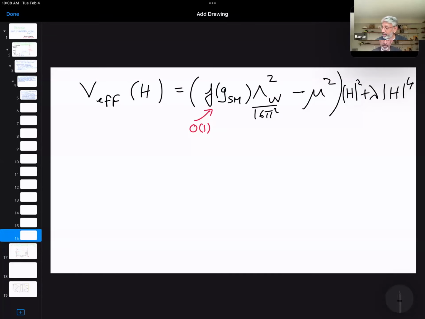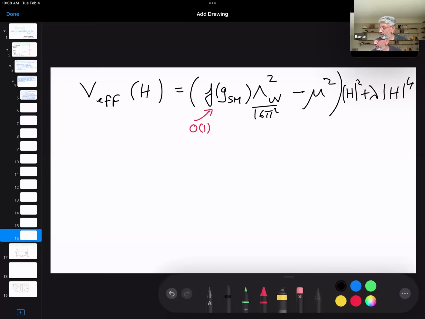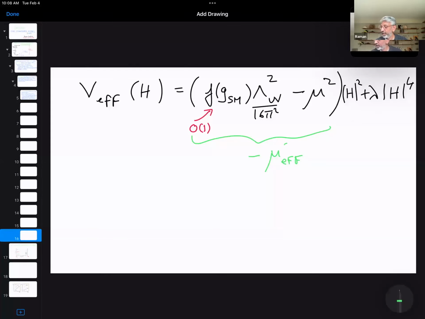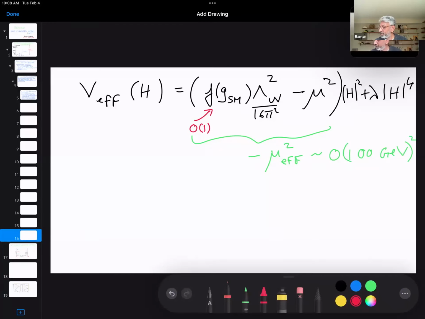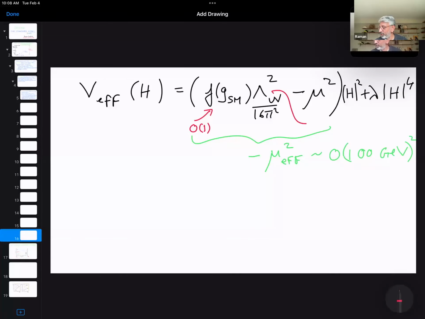Okay, and so this term here we could call it a minus mu effective squared. And we know, just from experiment, that this is order 100 GeV, squared, if you want. Whereas we are expecting this to be order m Planck, which is 10 to the 18 GeV.